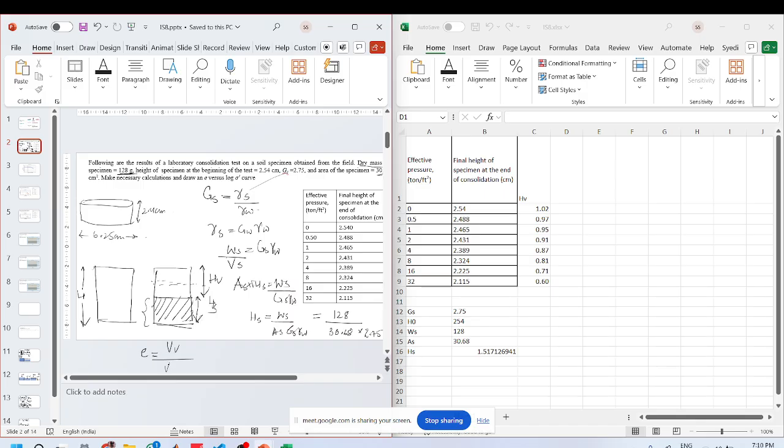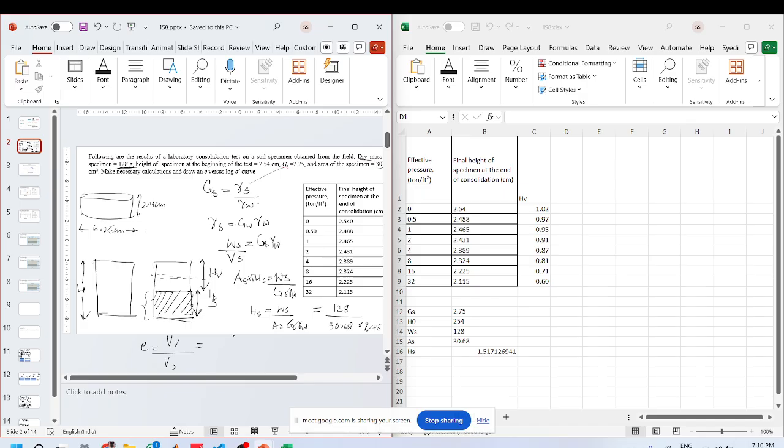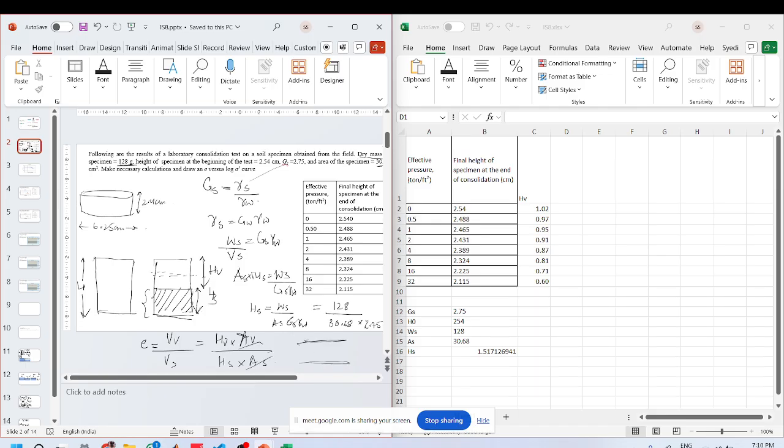Now you write your void ratio as volume of voids over volume of solids. You can also write it as height of voids into area of voids over height of solids into area of solids, isn't it? Since we are taking area same, your void ratio will be equivalent to height of voids over height of solids. So this is the height of solids method of calculating the void ratio.